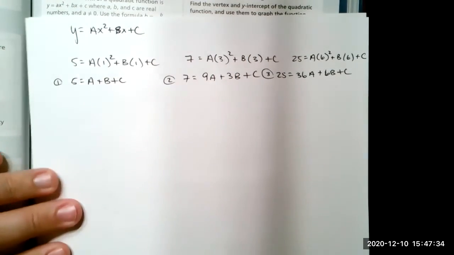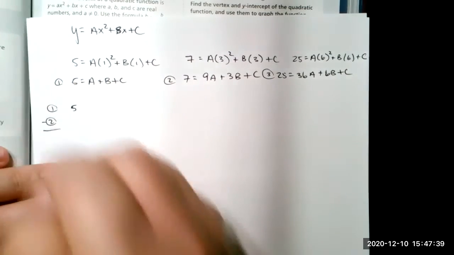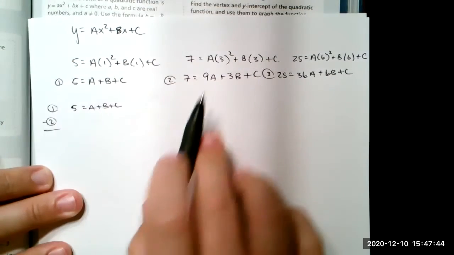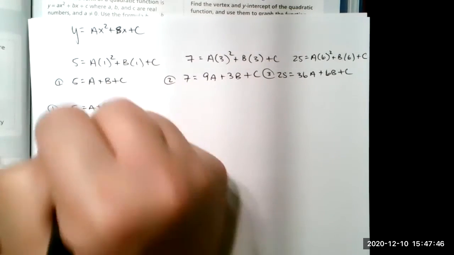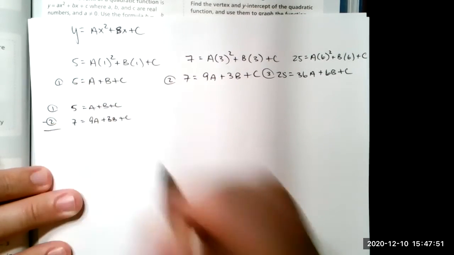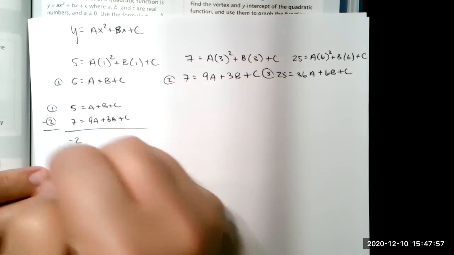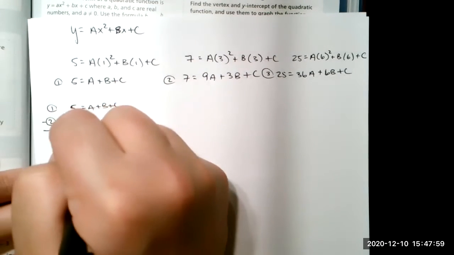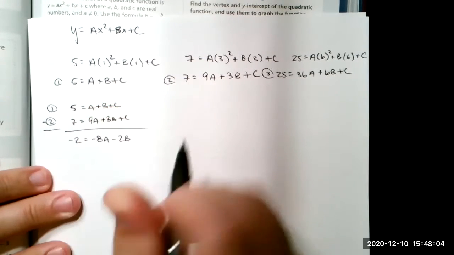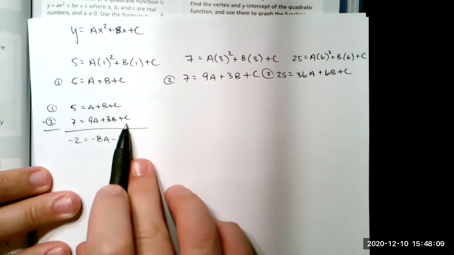and I'm going to go ahead and subtract equation 2. So it's going to be equation 1 minus equation 2. So equation 1 is 5 equals A plus B plus C. Equation 2 is 7 equals 9A plus 3B plus C. And when I subtract these 2 equations, 5 minus 7 is negative 2. A minus 9A is negative 8A. B minus 3B is negative 2B. And then C minus C is 0. So there's my elimination. I eliminated C.